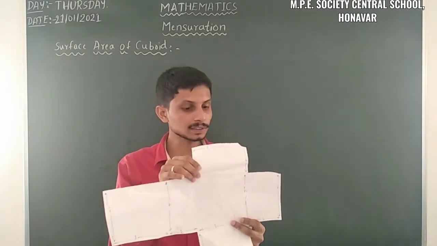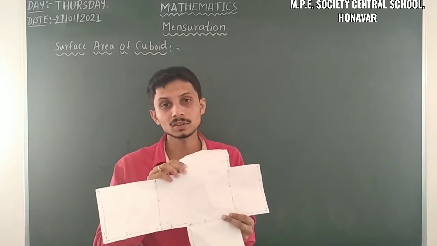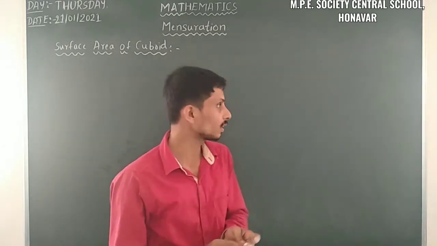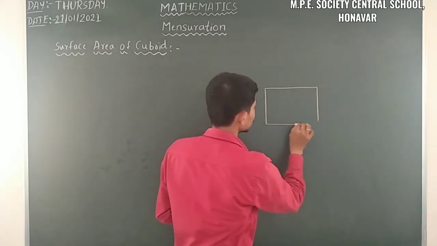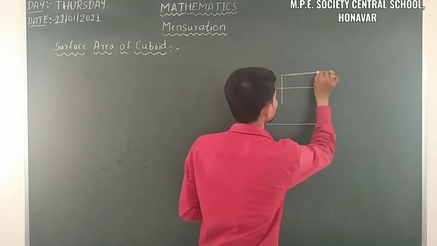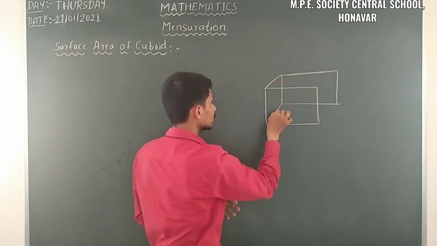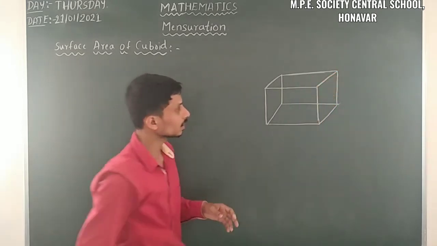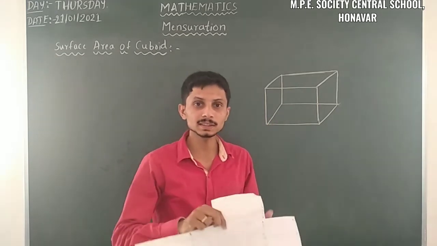Here I mentioned the length, breadth and height, based on which we consider the cuboid. We already know how to draw the cuboid. Firstly we take a rectangle like this, drawing using the scale, and then take another rectangle like this, and then we join the corresponding vertices just like this. Here it forms a cuboid, and when you open this one, there are 6 faces like this.